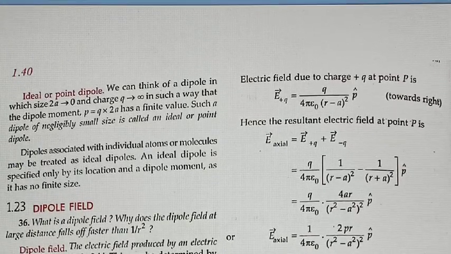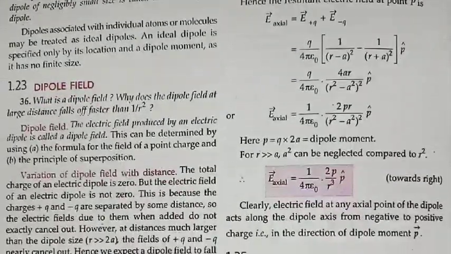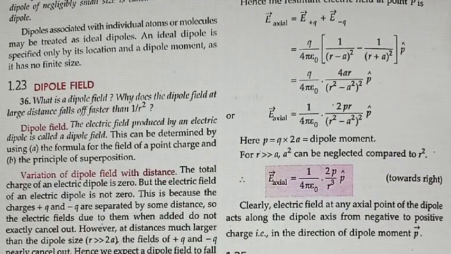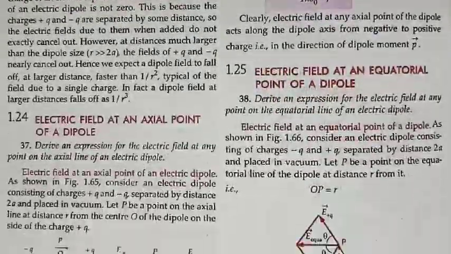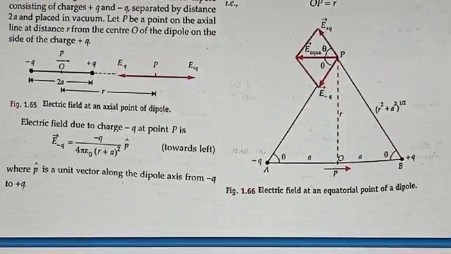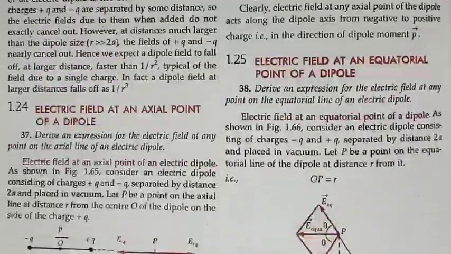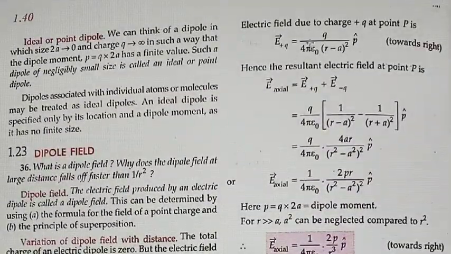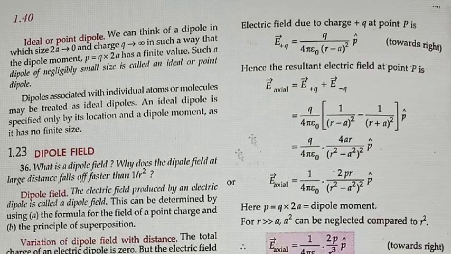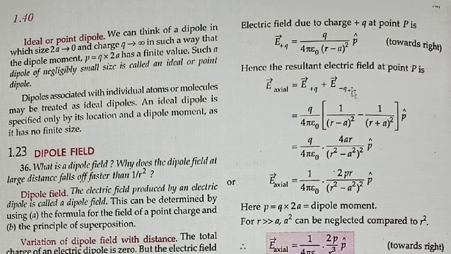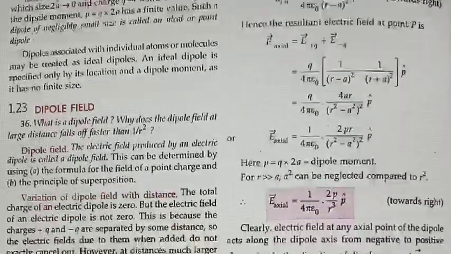Now as you are going to find the resultant of E plus Q and E minus Q, what you have to see first is whose magnitude is more. Definitely, if you see E minus Q and E plus Q, the magnitude of E plus Q is more than that of E minus Q. So how to get the resultant electric field? It is magnitude of E plus Q minus magnitude of E minus Q, and the net direction will be along the direction of greater electric field.